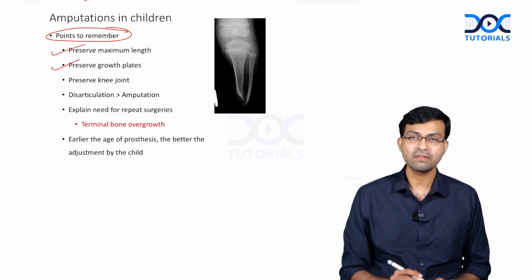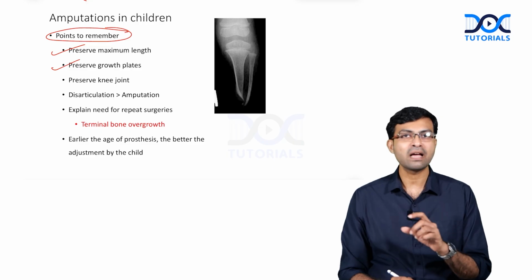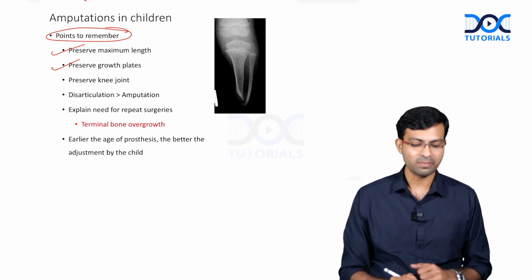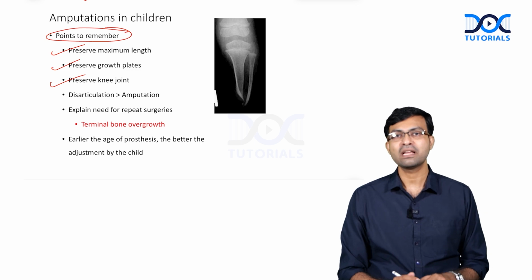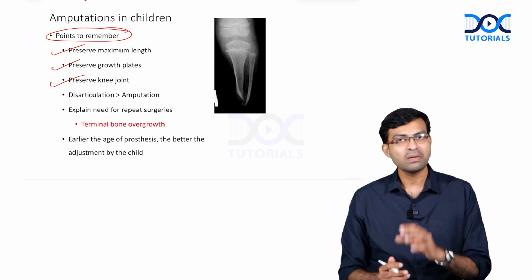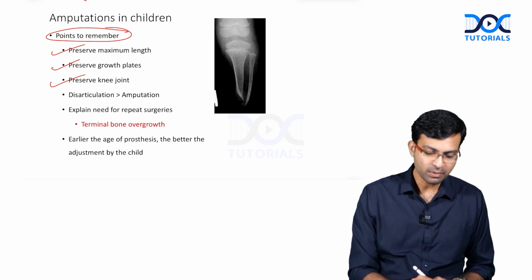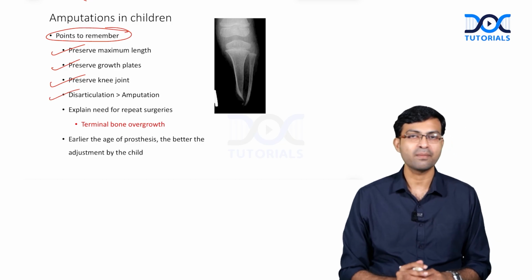Second, always preserve the growth plate. What will happen if you damage the growth plate? There will be too much shortening when the child grows up. Then preserve the knee joint. If you are able to do a below knee amputation, do a below knee amputation rather than an above knee amputation. Prefer disarticulation more than amputation.